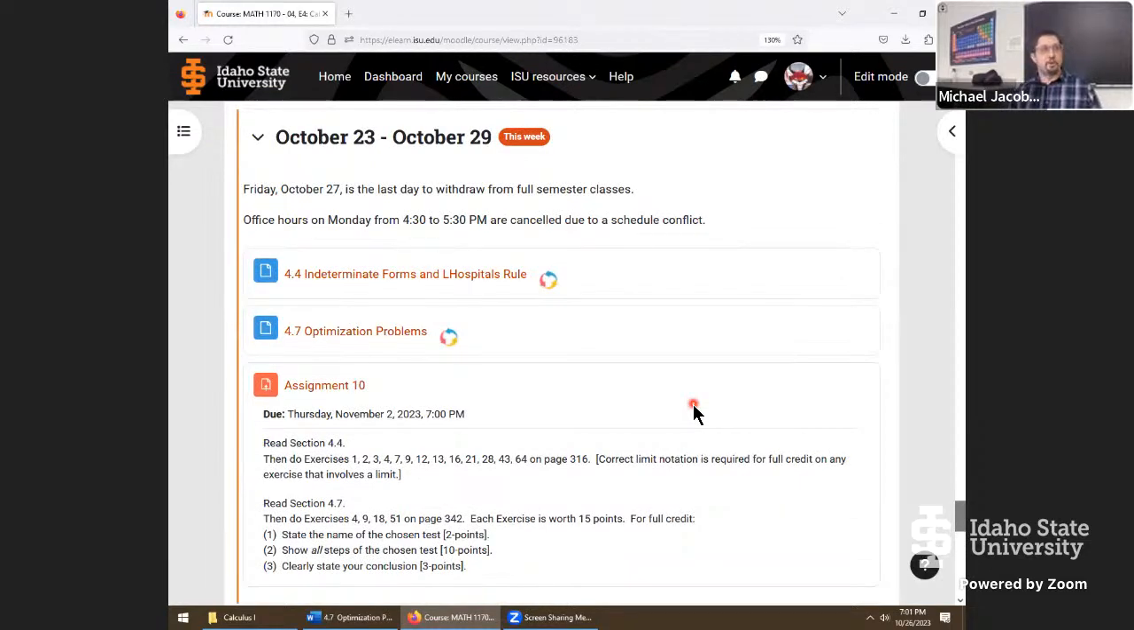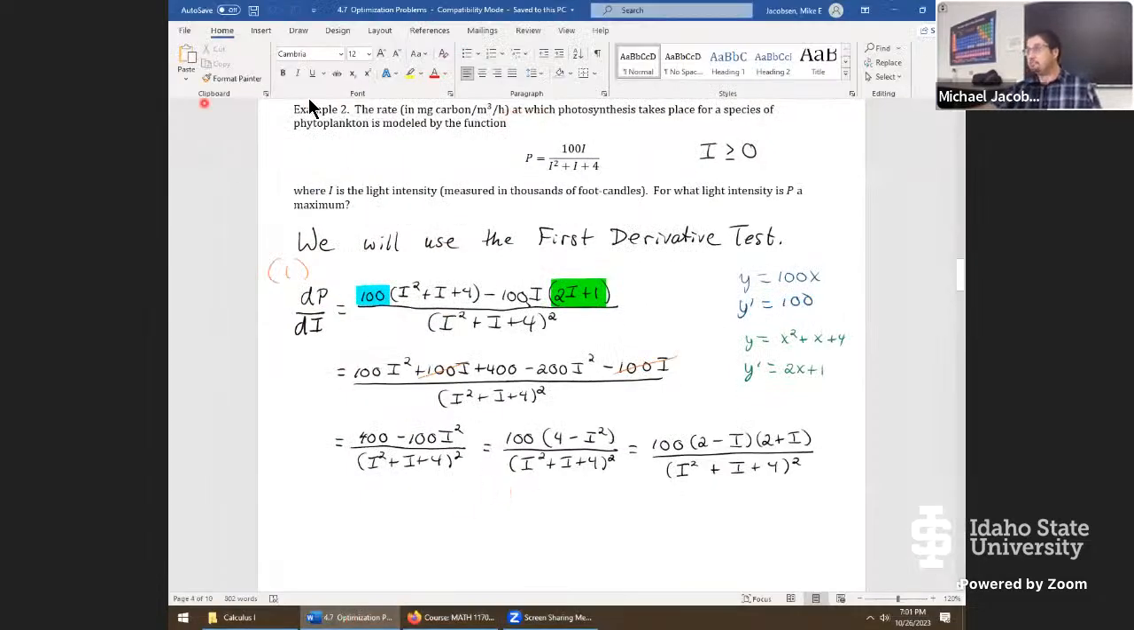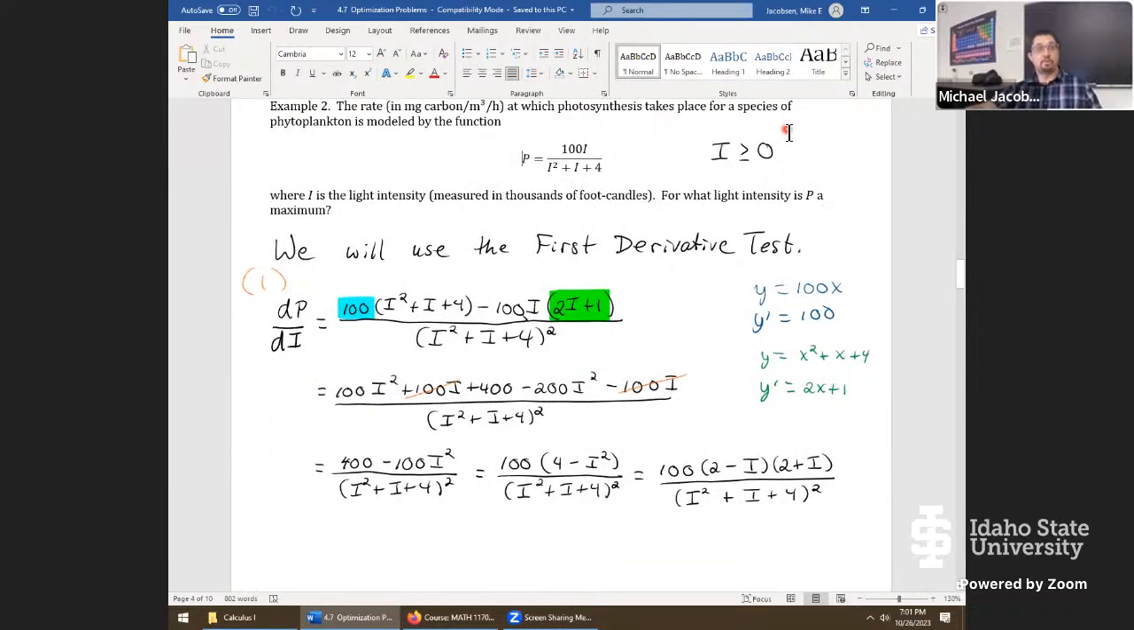Okay, well, we left off on a photosynthesis problem, and here's where it ended. It said the rate in milligrams of carbon per cubic meter per hour at which photosynthesis will take place for some phytoplankton is modeled this way. Here, I is the light intensity, P is the rate of photosynthesis. And we mentioned there is a domain condition on this one. Because it's a light intensity, I ought to be non-negative, so we set it greater than or equal to 0.